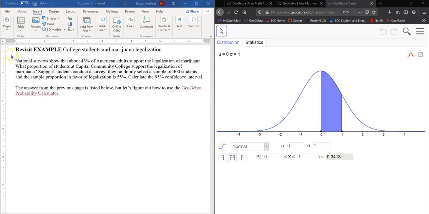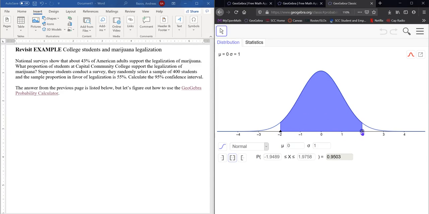So let's read over the problem and make sure we understand what we're doing. So here we have college students and marijuana legalization. National surveys show that about 43% of American adults support legalization of marijuana. What proportion of students at Capital Community College support the legalization of marijuana? Suppose students conduct a survey. They randomly select a sample of 400 students, and in the sample the proportion in favor of legalization is 55%. There's our P, right? Here's our N. Calculate the 95% confidence interval. So we want 95% between these two numbers.